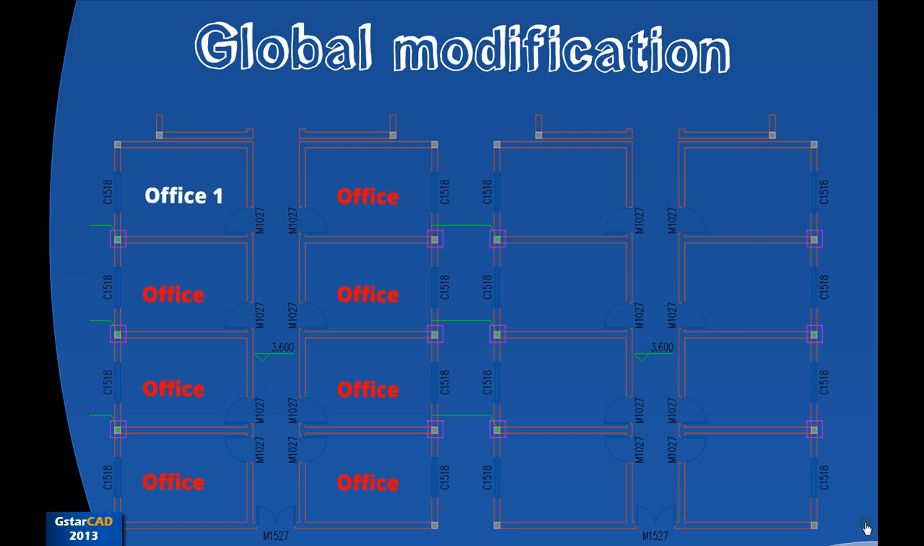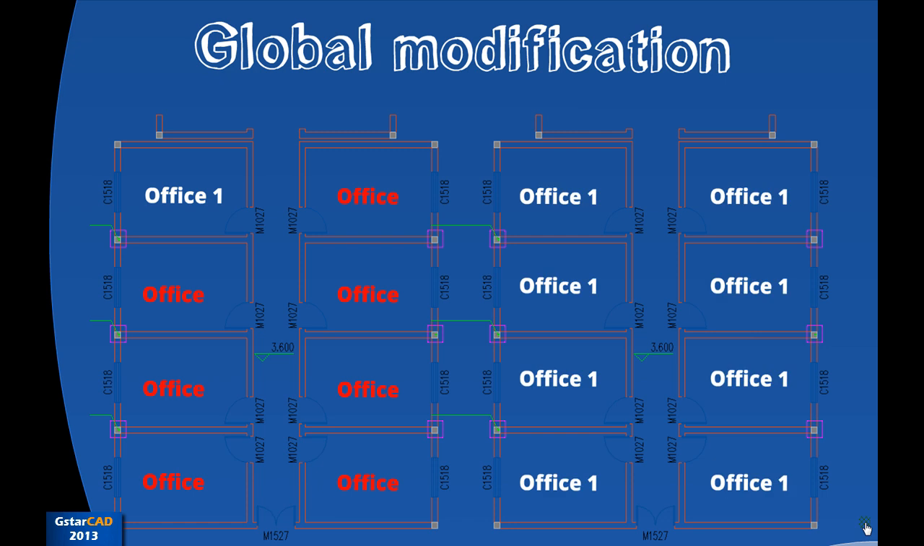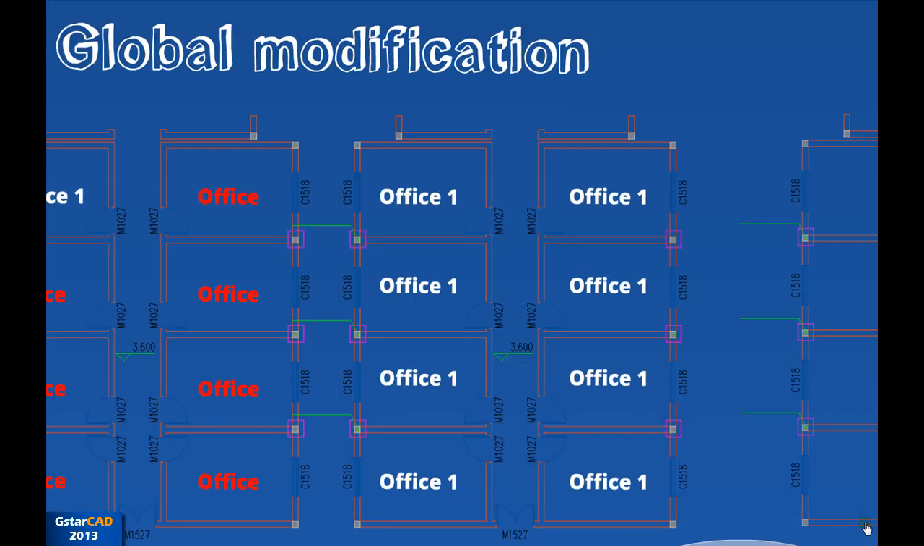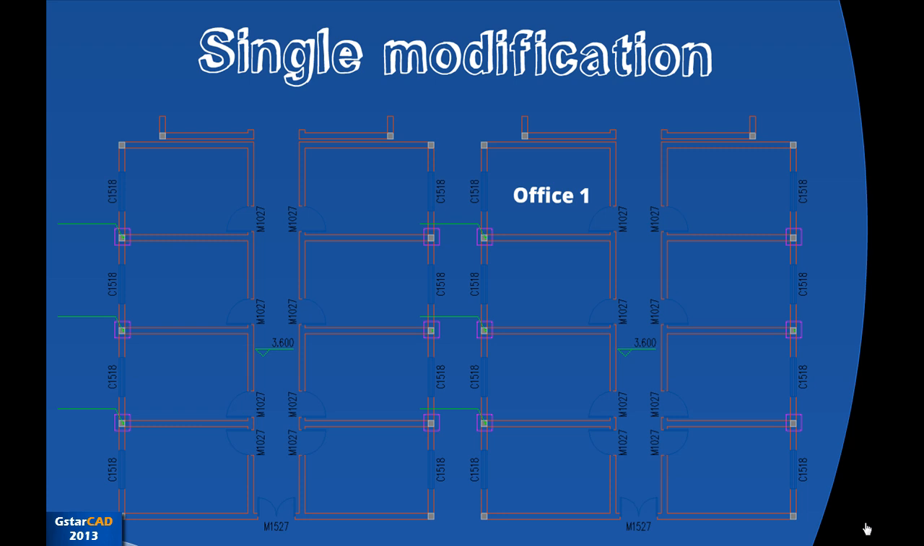For example, if you want to modify the red text simultaneously, you have 1, 2, 3, 4, 5, 6, 7 text or mtext, and you want to modify all simultaneously, you can do it by global modification. See the result. As you can see, all the red text have been modified according to the white one, the office one for all the text, and you will have single modification.